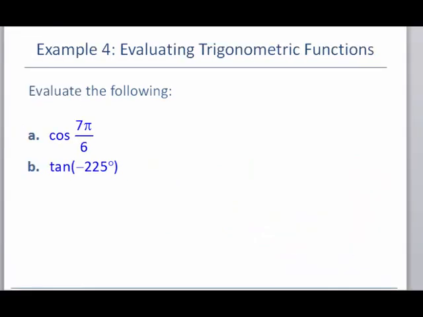Okay, so looking at our last problem, tangent negative 225, we'll start the same way, and we will draw out the angle for negative 225. Remember, negative means it's going to rotate down. So we have negative 90, negative 180, and you can see I need to go an additional 45, which is going to put me right in the middle of that second quadrant.